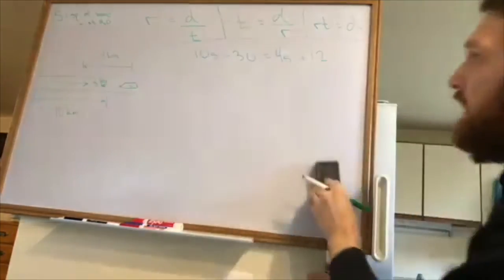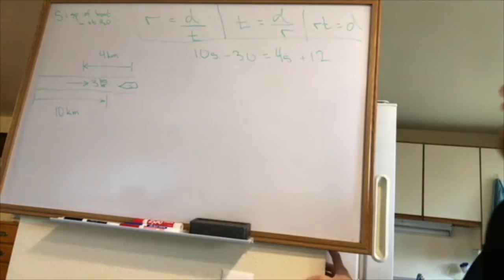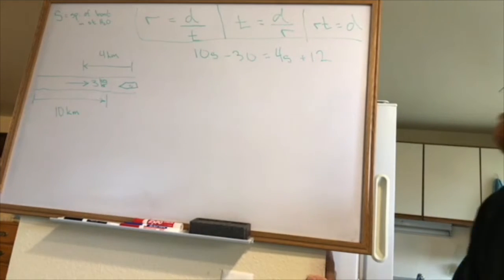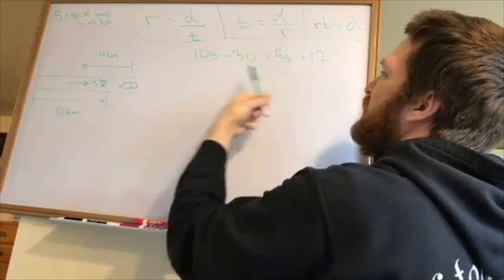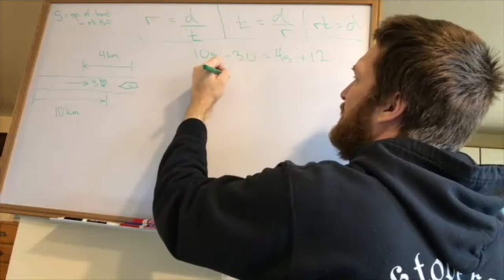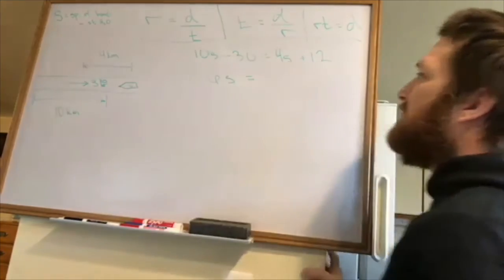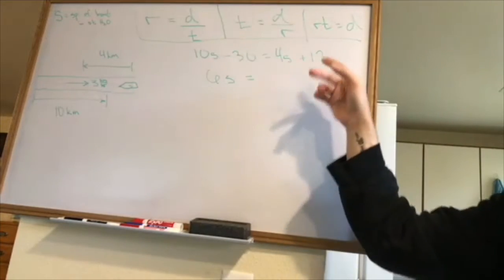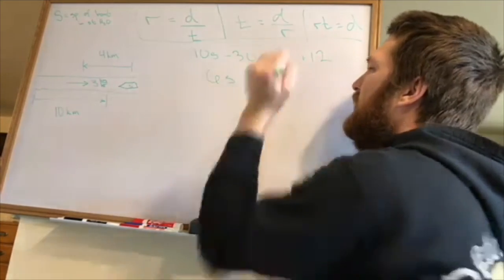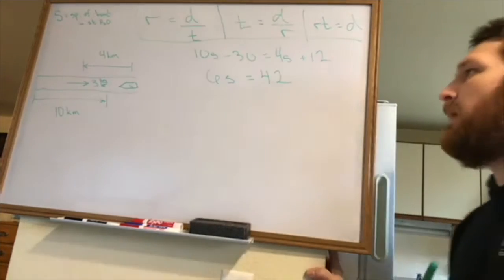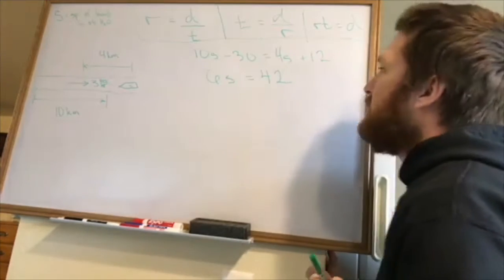Now, what do you want to do? Add 30 to both sides and then subtract 4S from both sides. Okay, I'm going to subtract 4S. That leaves me 10S minus 4S, which is 6S, and 12 plus 30, which is 42. Please check my math. Yeah, that's right.